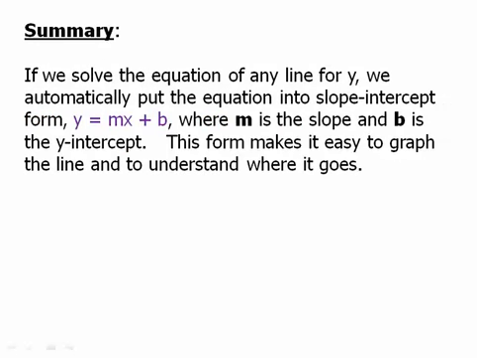In summary, if we solve the equation of any line for y, we automatically put the equation into slope-intercept form. In other words, y equals mx plus b, where m is the slope of the line and b is the y-intercept. This form makes it easy to graph the line and to understand where it goes.